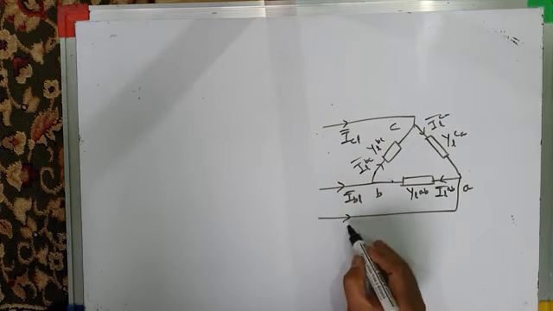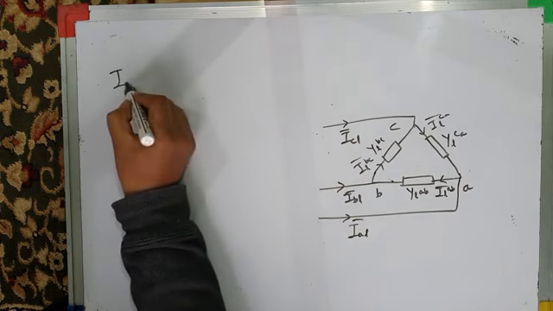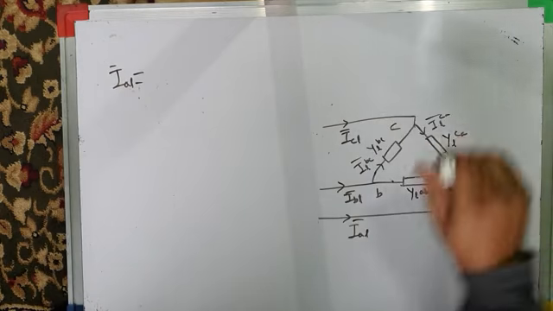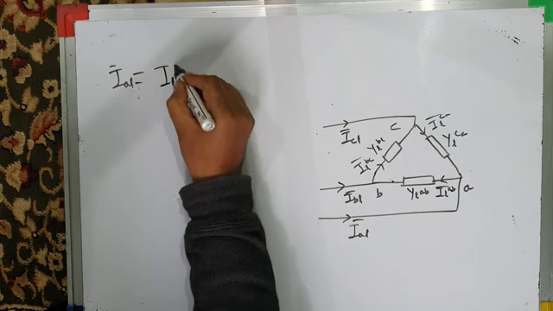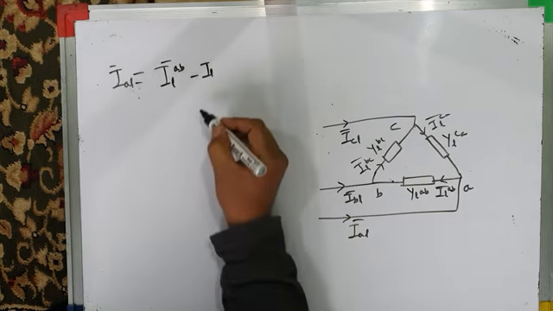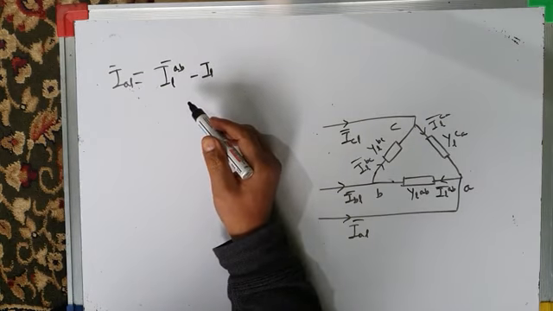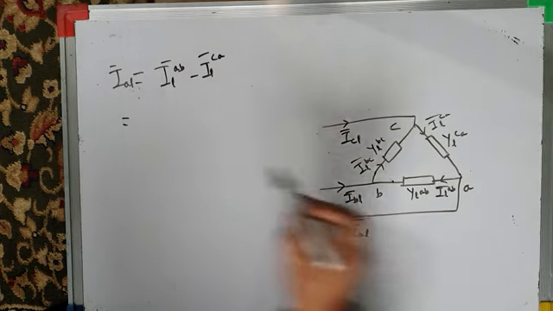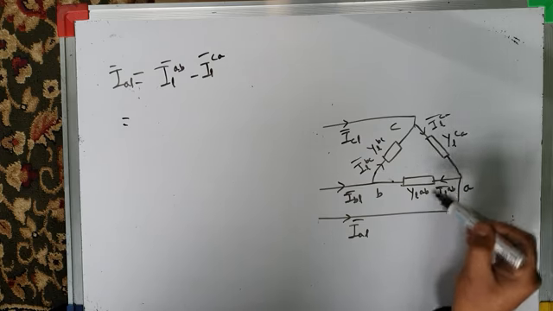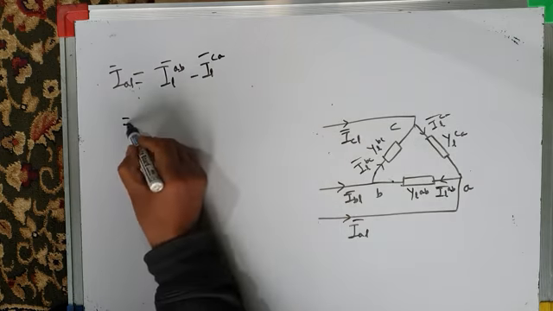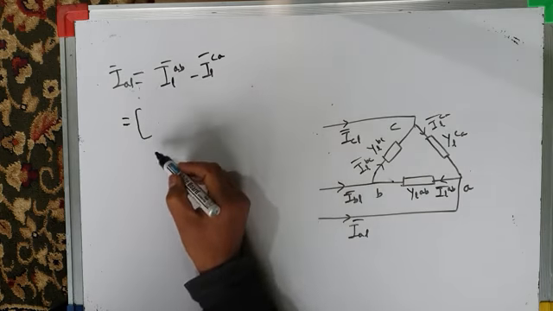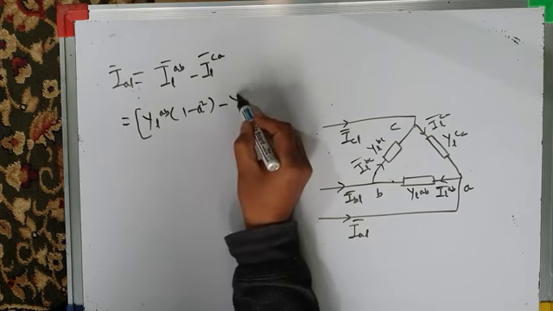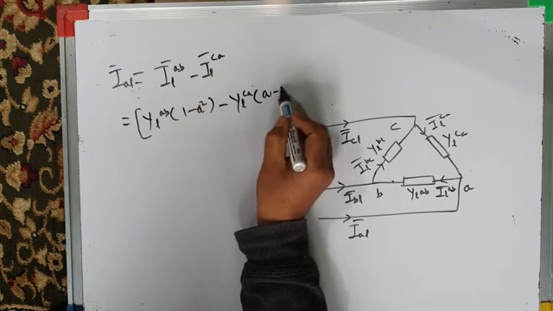Now, as far as this line current IAL is concerned, you can see from here, in terms of phase currents, it is ILAB minus ILCA. ILAB and ILCA are the phase currents, not line currents. And these phase currents, in terms of admittance, are YLAB into (1 minus A square) minus YLCA into (A minus 1), into V.